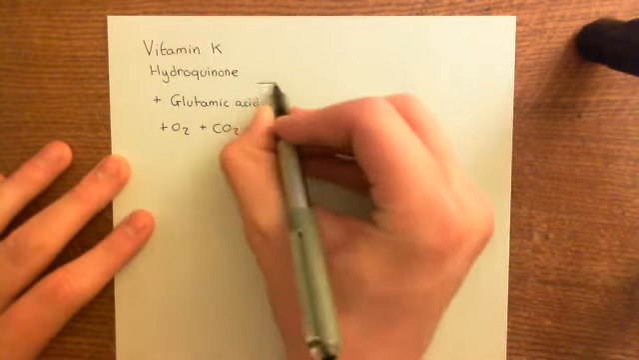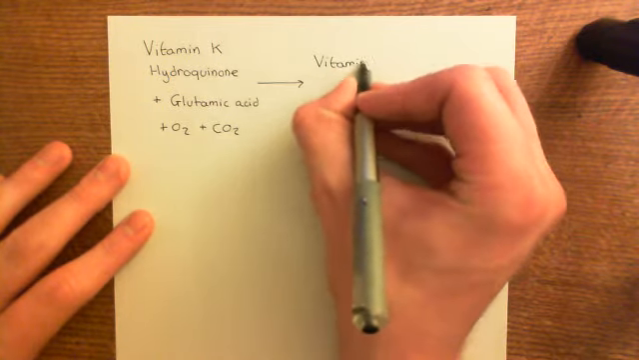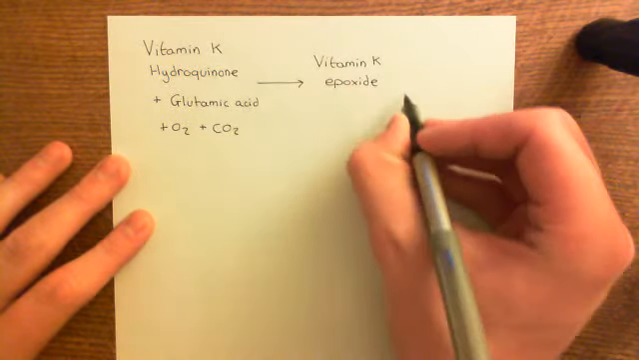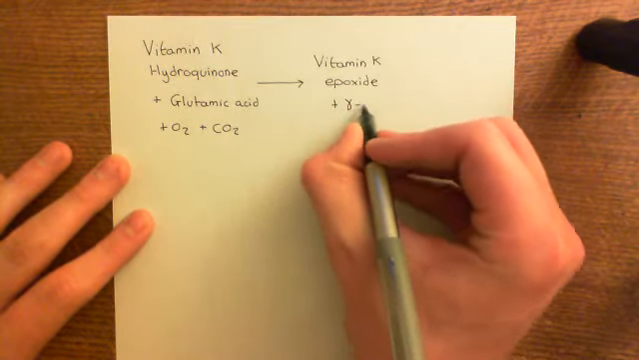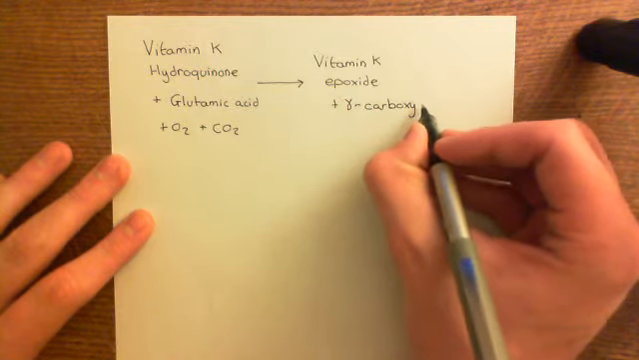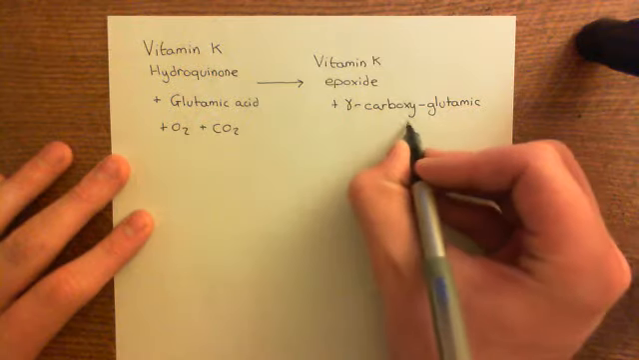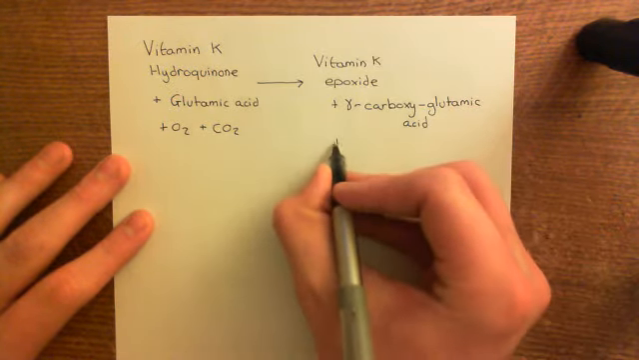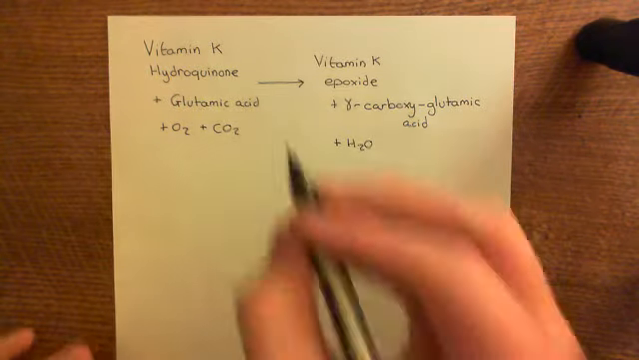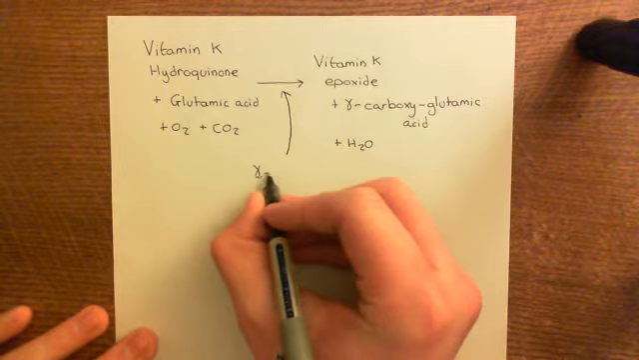Now what happens is that you convert this to vitamin K epoxide, along with gamma carboxyglutamic acid. So you have done what you set out to do. You have added that carboxylic acid group onto the glutamic acid molecule. So gamma carboxyglutamic acid. And then you've also created water in the process. And that is the reaction overall that this enzyme, gamma glutamyl carboxylase, is going to do.